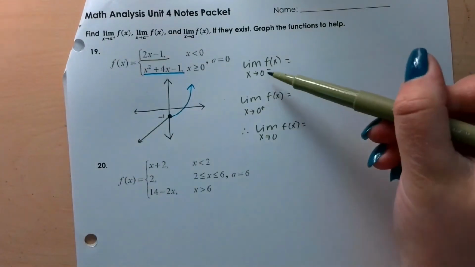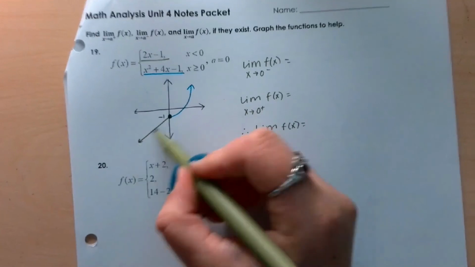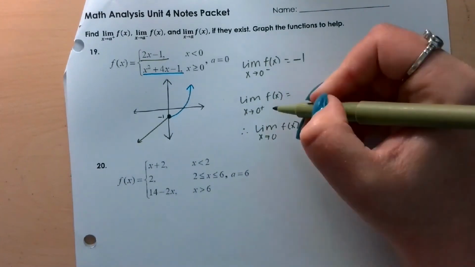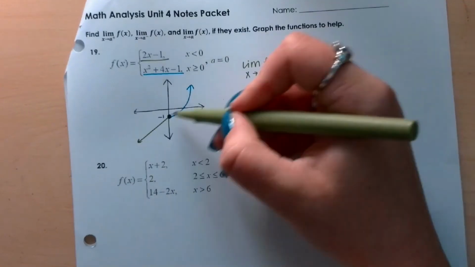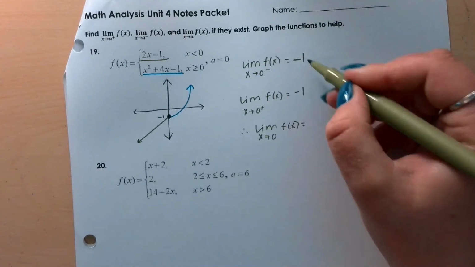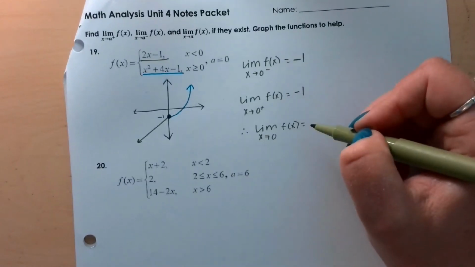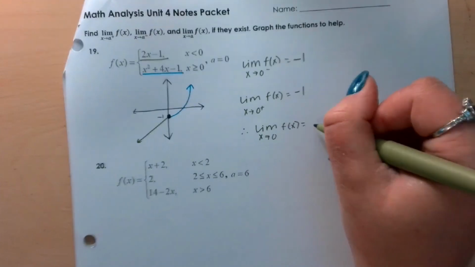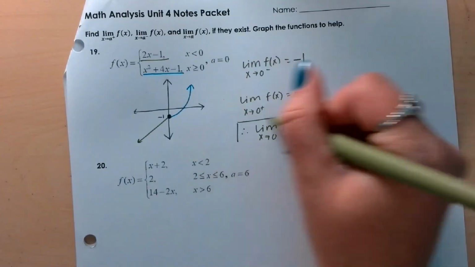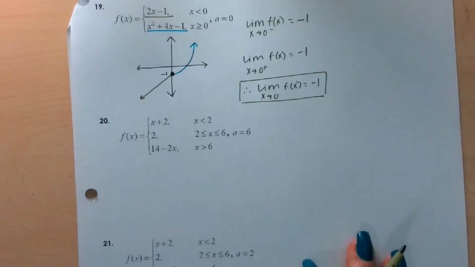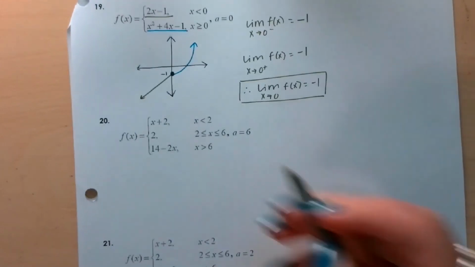Alright, so we're going to approach 0 from the left. So we're going to come from the left. That's going to give us -1. We're going to approach 0 from the right. We're going to come down. That's also going to give us -1. Since our left and right limits are the same, that means our limit as x approaches 0 of f of x is going to equal -1. Okay. This next one, go ahead and graph this one.